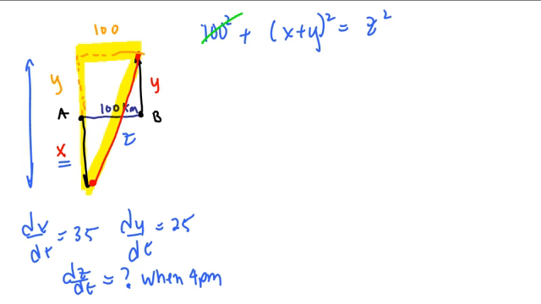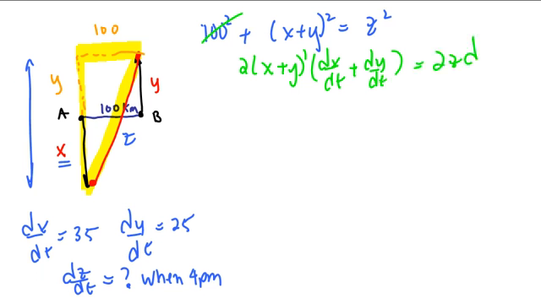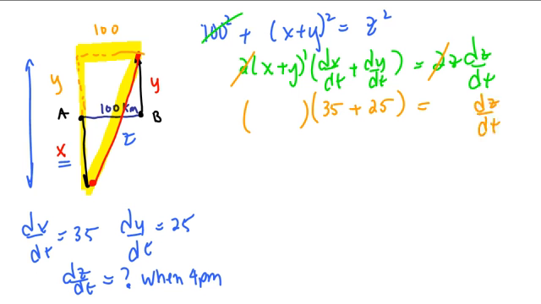So we're going to take the derivative, and the derivative of 100 squared is 0. Here we're going to take the chain rule, so x plus y to the power of 1, and the derivative of the inside is dx by dt plus dy by dt equals 2z dz by dt. We're going to cancel the 2's here just to make our problem a little bit easier. And now we have to substitute in the pieces that we know. Well, we know that dx by dt is 35, and we know dy by dt is 25. Okay, and we want dz by dt, so that's still going to be unknown.